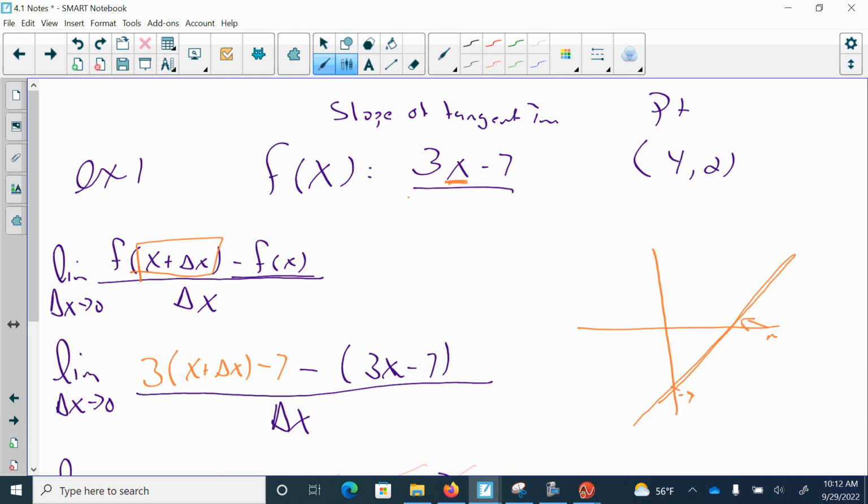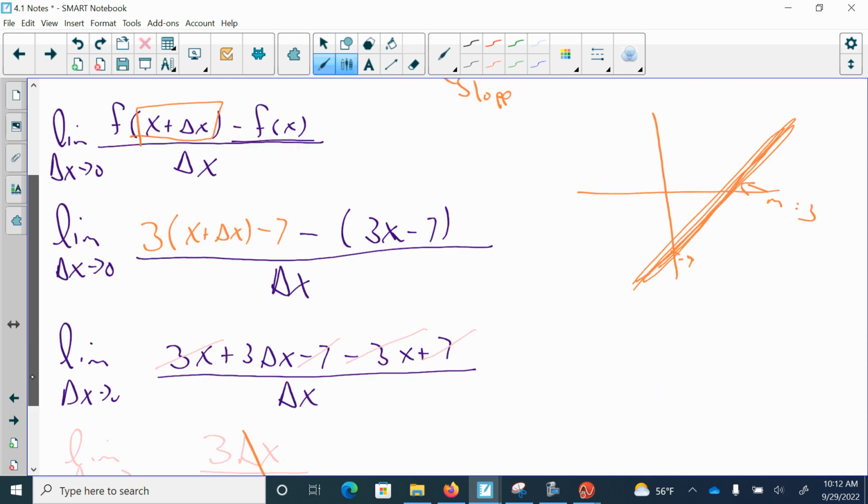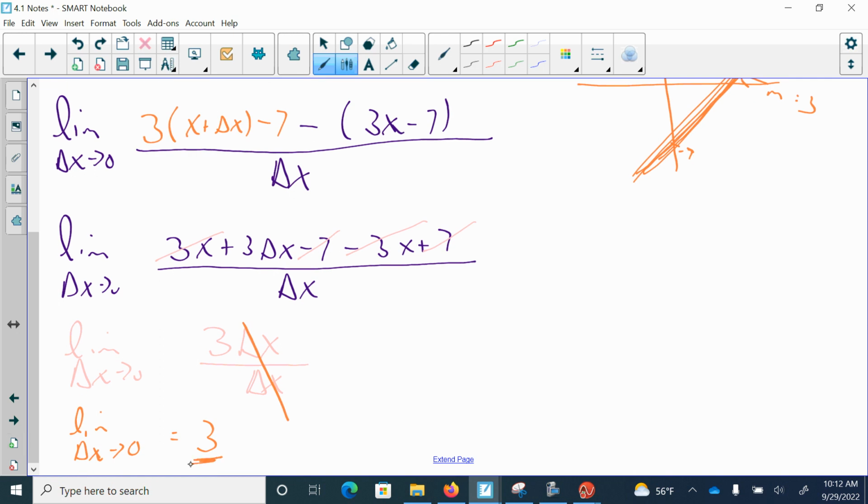This slope is 3, right? Because this is the slope of the line. So any tangent line on a straight line is always going to equal the slope of the line. So this is telling me that the slope is always going to be 3. Make sense?